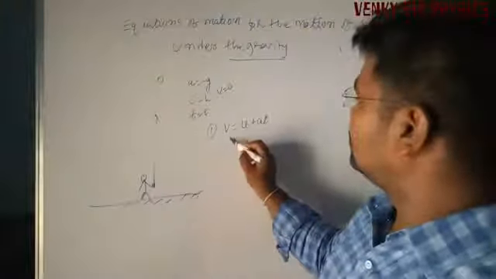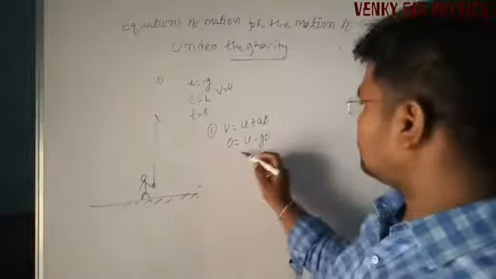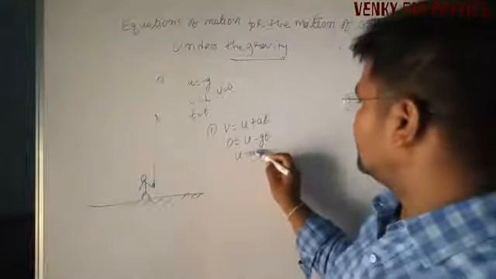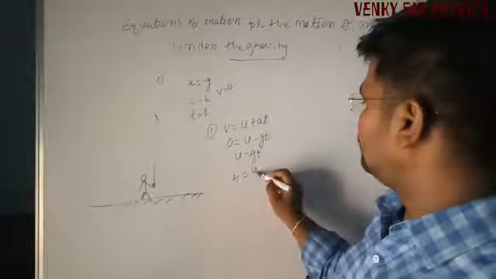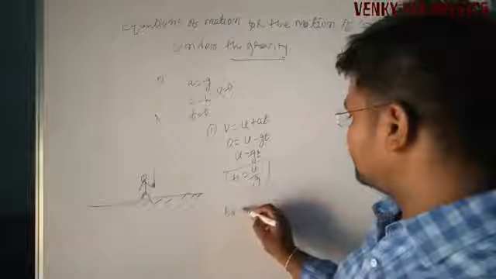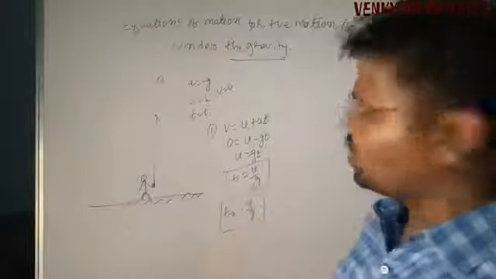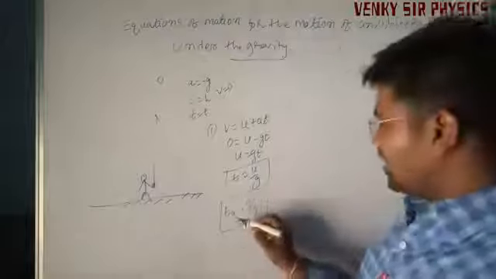So 0 is equal to u minus gt, so u is equal to gt, and t is equal to u by g. This is the time of ascent.